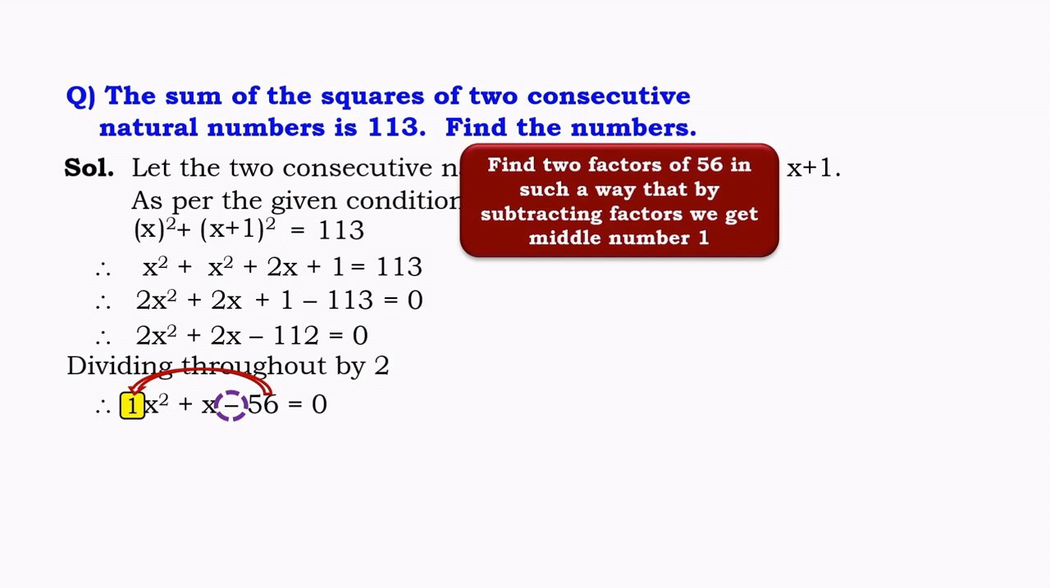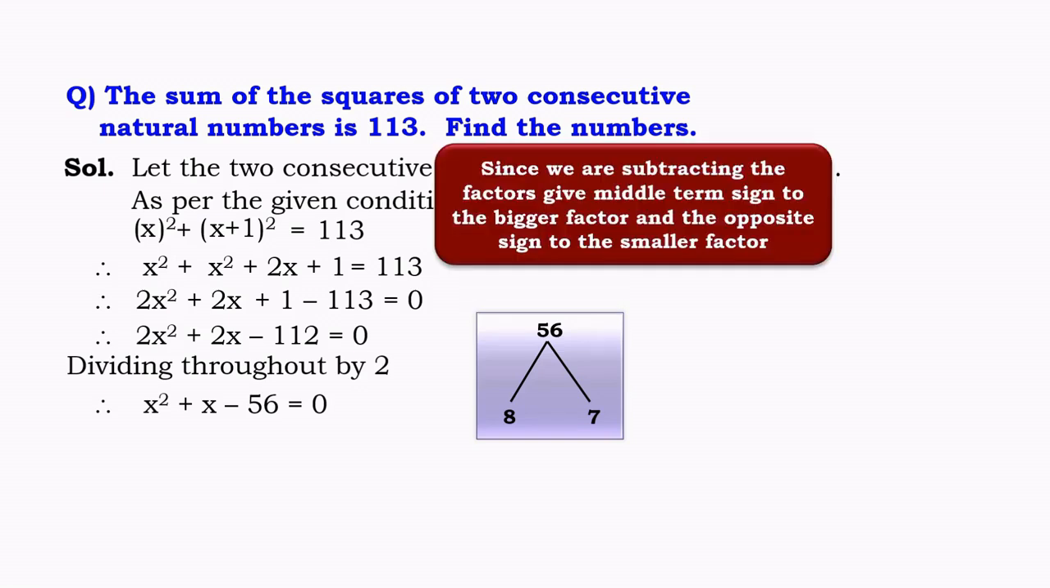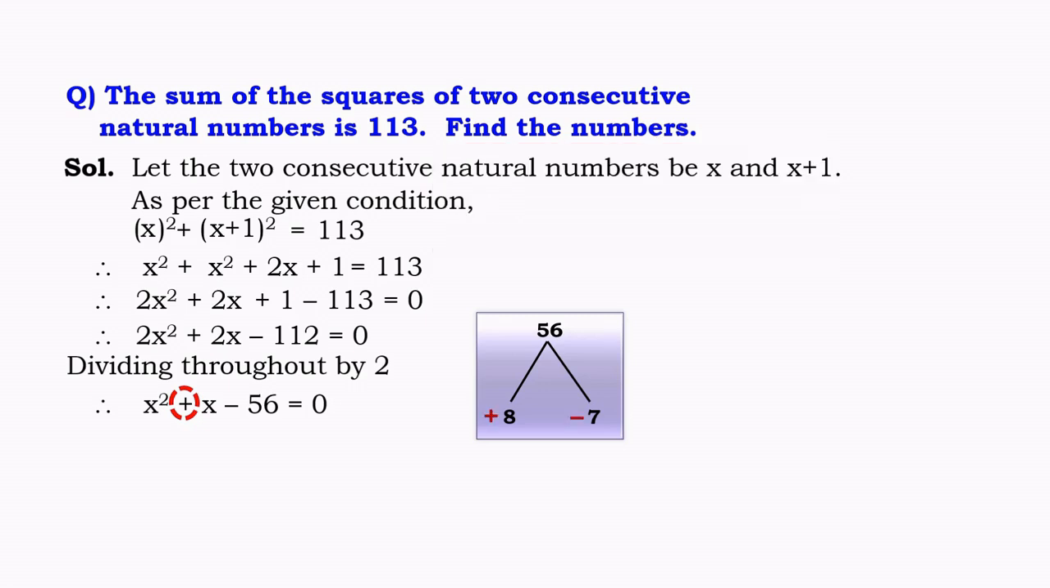Now let us solve this quadratic equation by factorization. We need two factors whose product is 56 and whose difference is 1. The factors are 8 and 7 because 8 multiplied by 7 equals 56, and 8 minus 7 equals 1. Since the middle term is positive and the constant term is negative, we give the positive sign to the larger factor and the negative sign to the smaller factor.